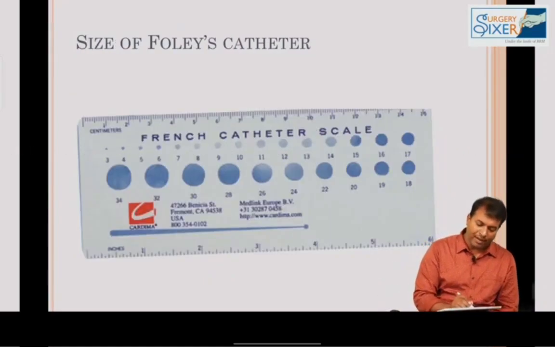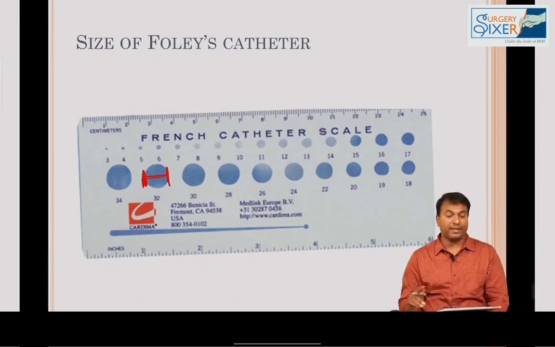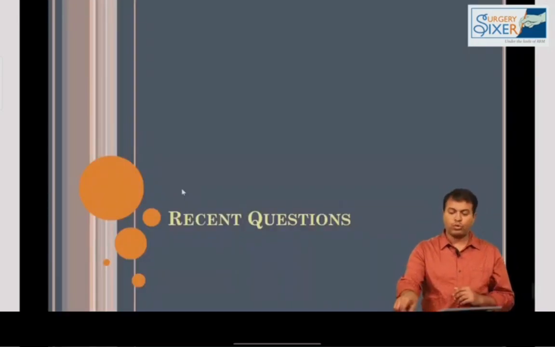You can see very well. The outer diameter is used to measure the French catheter scale. Outer diameter is the size of Foley's catheter. So from the topic so far we have discussed, let us discuss the questions now.